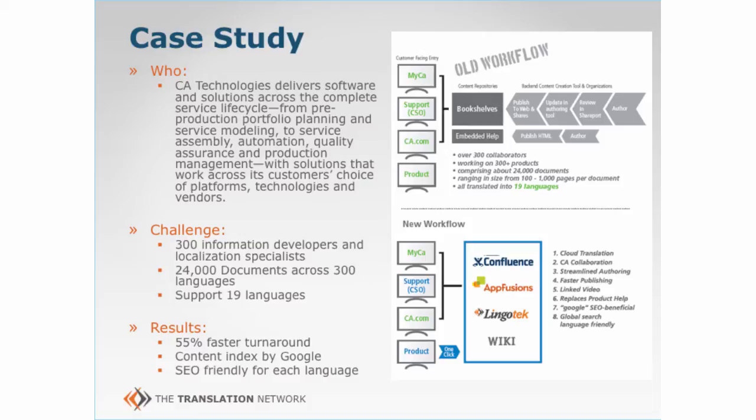But their challenge, again, was these 300 information workers, content developers, and localization specialists had to work on 24,000 documents across 300 projects in 19 languages. And as you can see, the old workflow here, where they had their MyCA support, CA.com, their product, and then their new workflow, which was all cloud-based, collaborative, streamlined authoring, faster publishing, video linking, all sorts of stuff that we helped them manage.